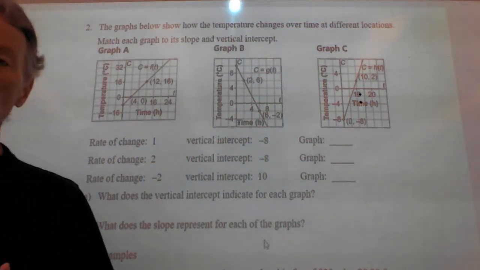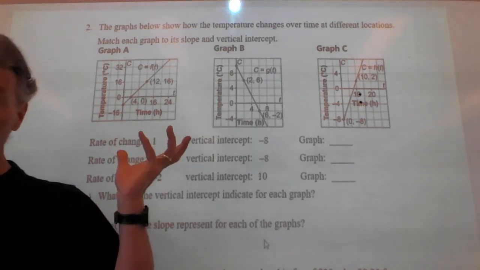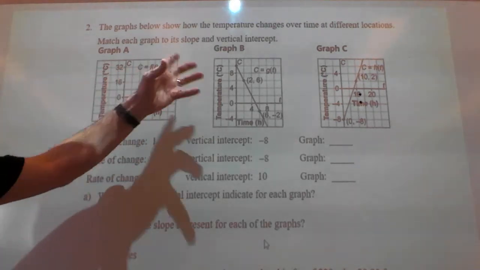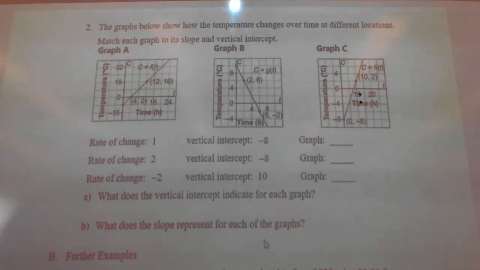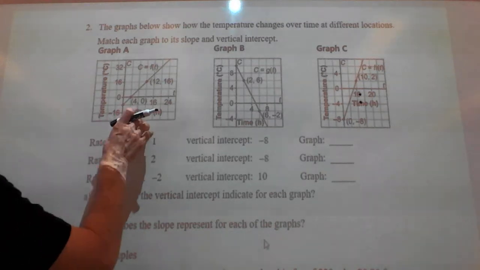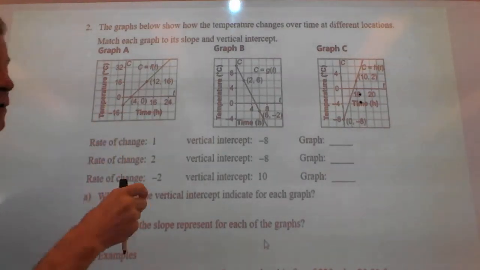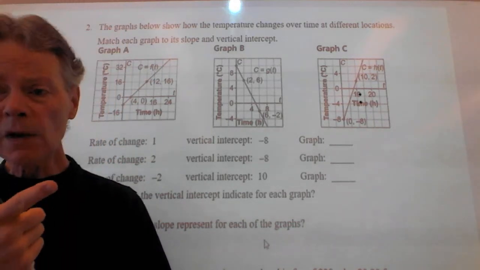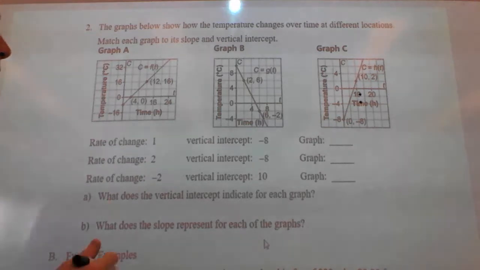It's important that you be able to extract information from a graph, as we did in the last example. And here are just some examples. It says match each graph to its slope and vertical intercept. So the first thing you should do, probably because it's the easiest thing to do, is just very quickly take a look at each of these, figure out the y-intercept, and at least whether the slope is positive or negative. Those are really easy things.